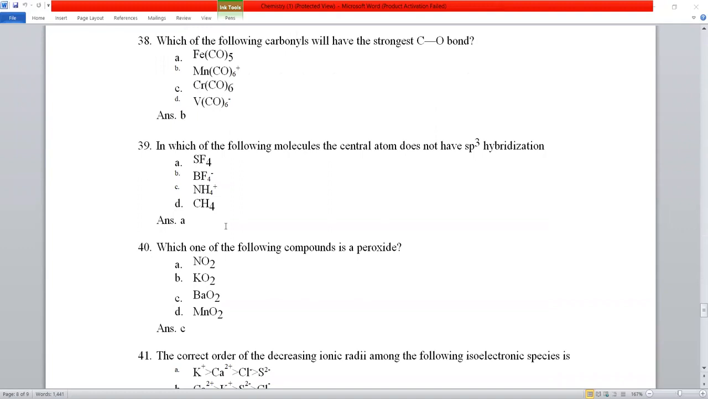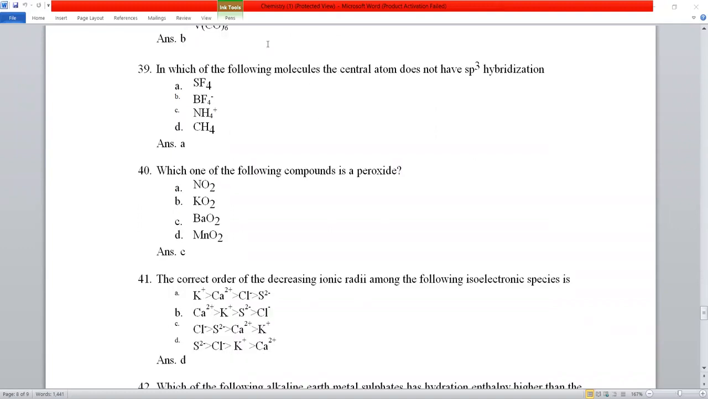Question number 39. In which of the following molecules does the central atom not have sp3 hybridization? BF4 minus is sp3 only, students, and NH4 plus also is sp3 hybridization. CH4 also is sp3 hybridization. And what remains? Answer A. This is sp3d hybridization.